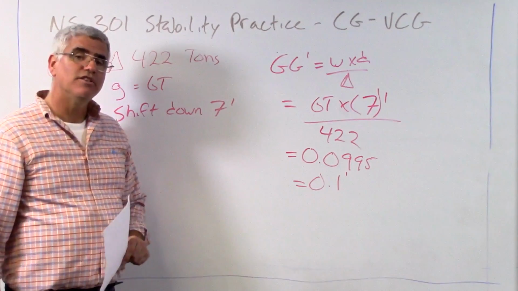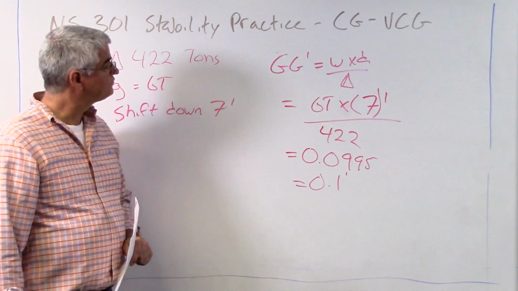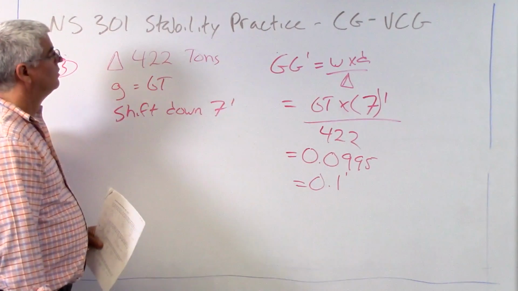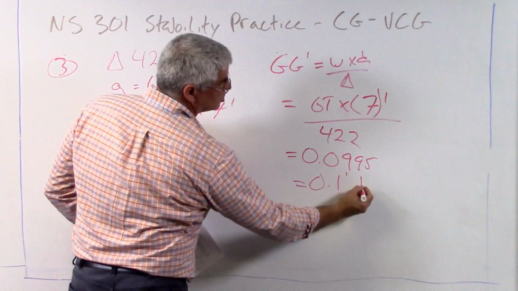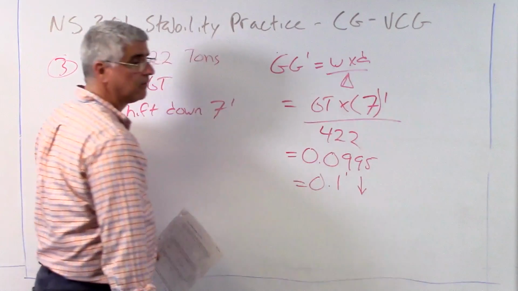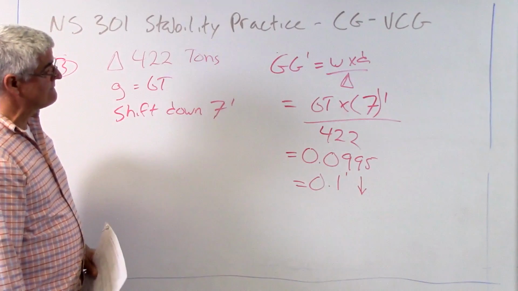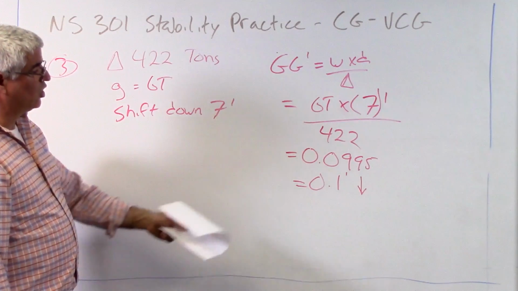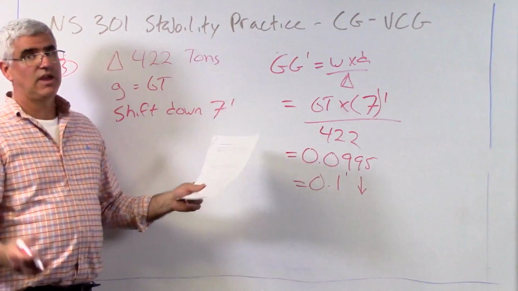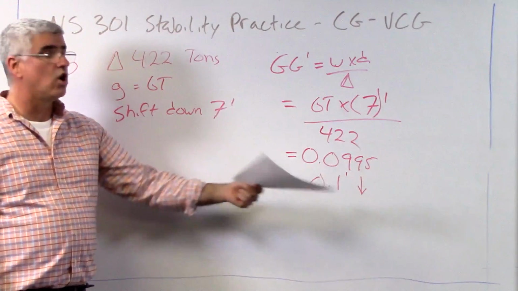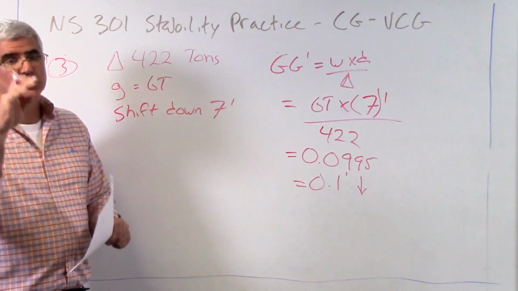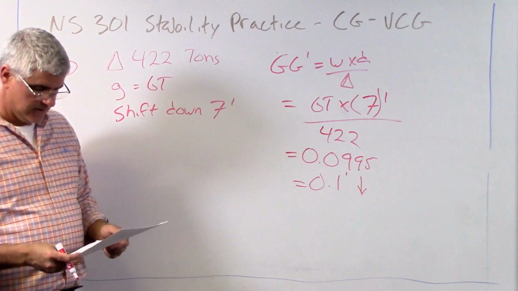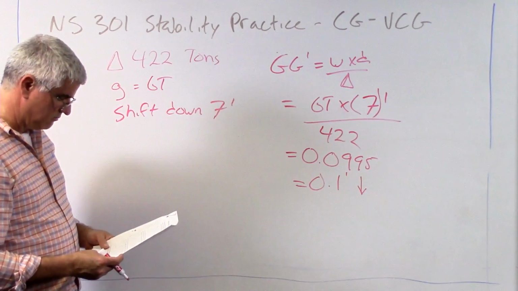Well, which way did it shift? Did it go up or down? Well, they tell me it went down. So this is going to be a shift of 0.1 feet down. Okay? We don't know what the original KG was, but we do know that it's gone down 0.1 feet, which means the boat is slightly more stable. Okay? GM is just a little bit bigger. Okay, so that was number 3.